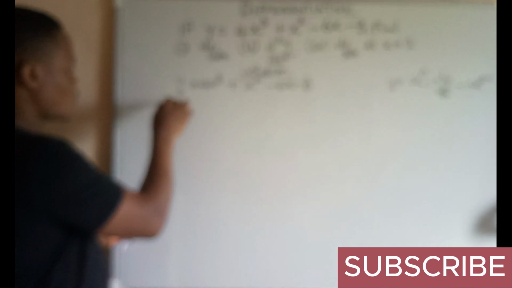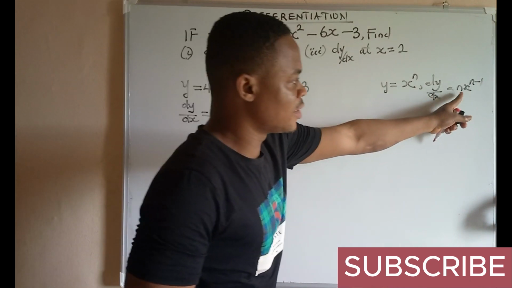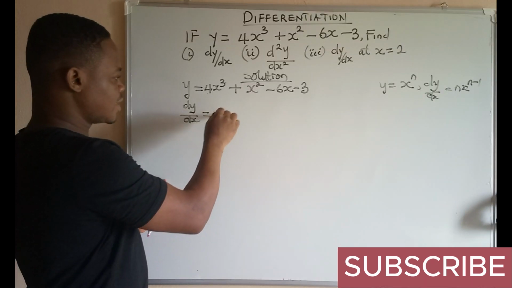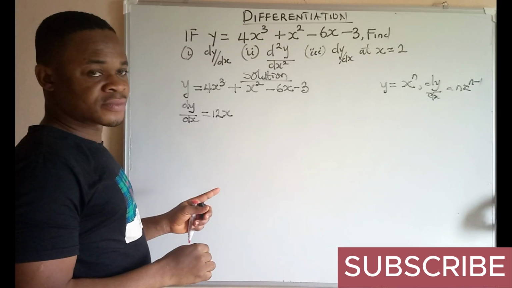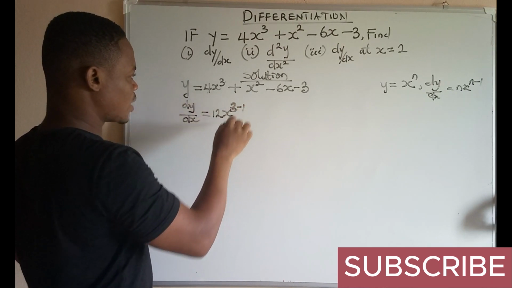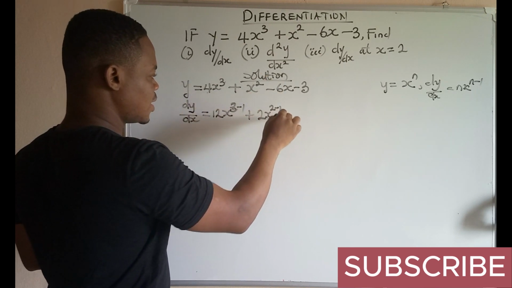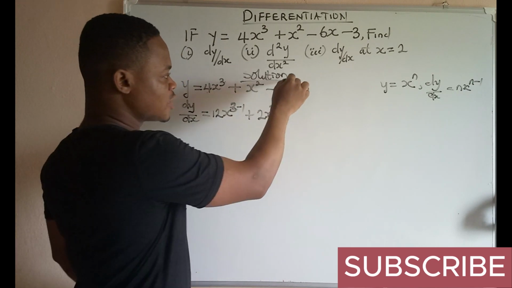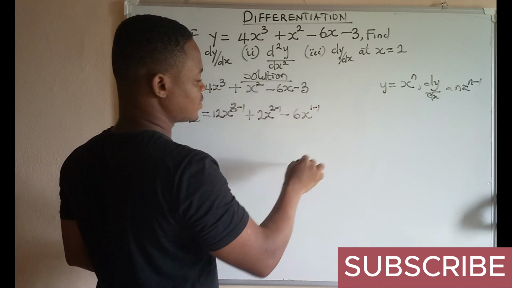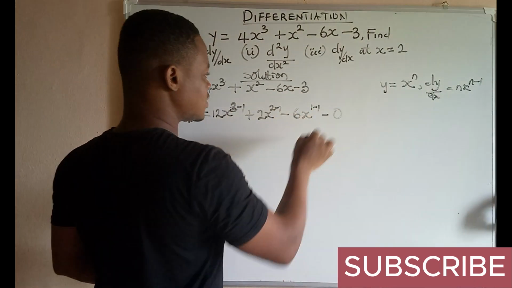So dy/dx is now equal to, applying this same rule here, 3 times 4, which gives us 12, x, subtracting 1 from the power, so we have 3 minus 1, which is 2. Plus, using the 2 to multiply here, we have 2x, subtracting 1 from the power, we have 2 minus 1, minus, the power here is 1, using it to multiply, we also have 6, x raised to 1 minus 1, minus, the differentiation of a constant also gives us 0.